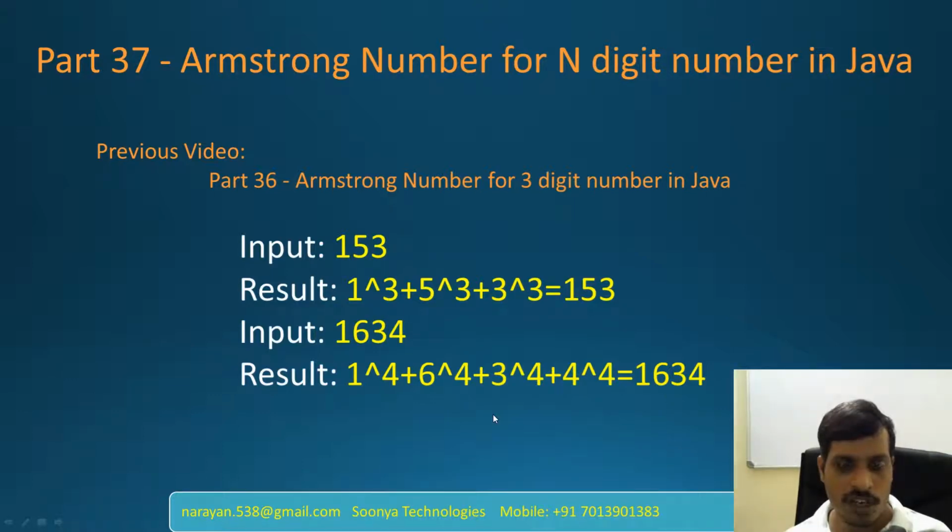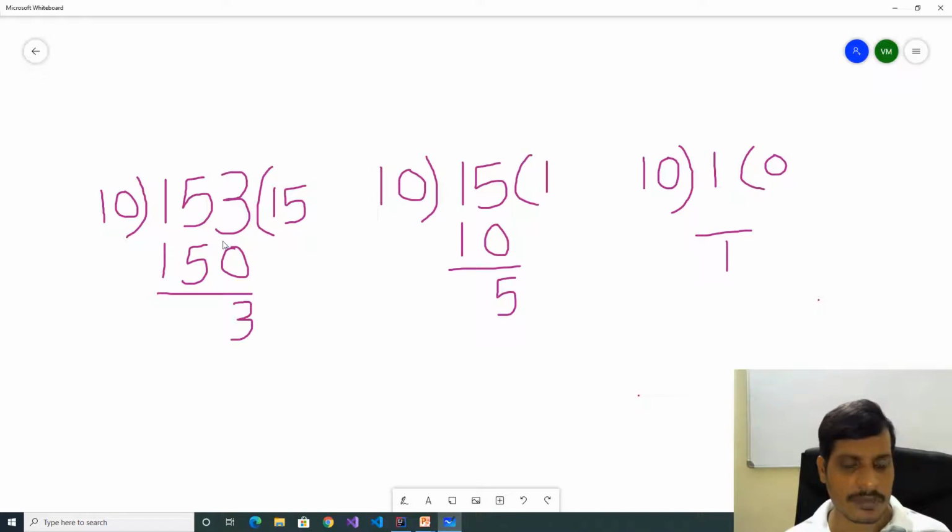We need to use modulus and division operators to get individual digits. Here we have 153. 153 divided by 10 will get quotient as 15 and remainder as 3. Later take 15 and divide by 10. Here 15 divided by 10 quotient is 1 and remainder is 5. Later 1 divided by 10 will get quotient as 0 and remainder as 1. Here we got individual digits like 3, 5, 1 from the number 153.